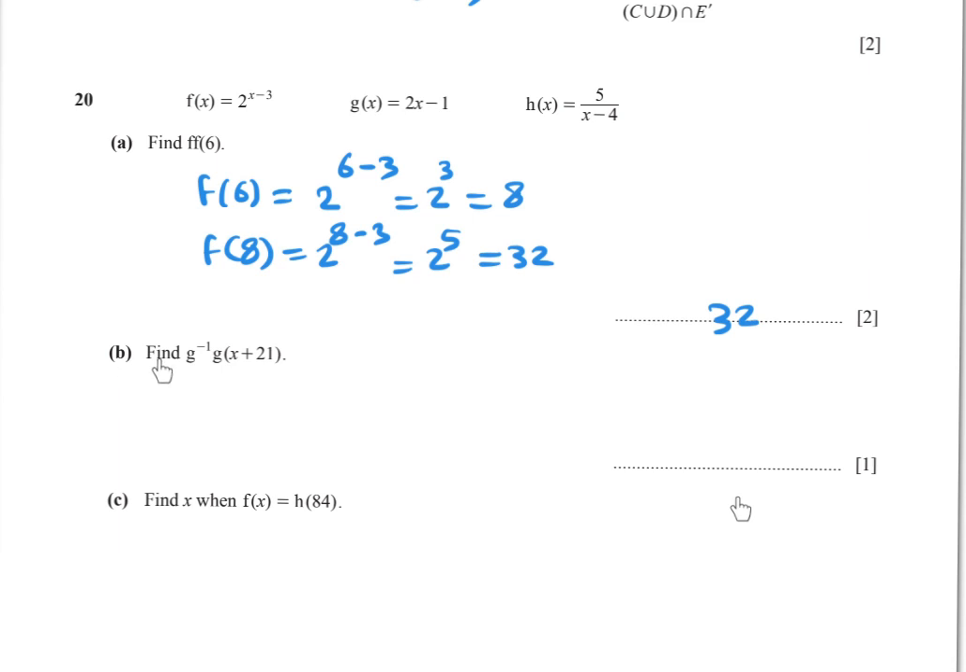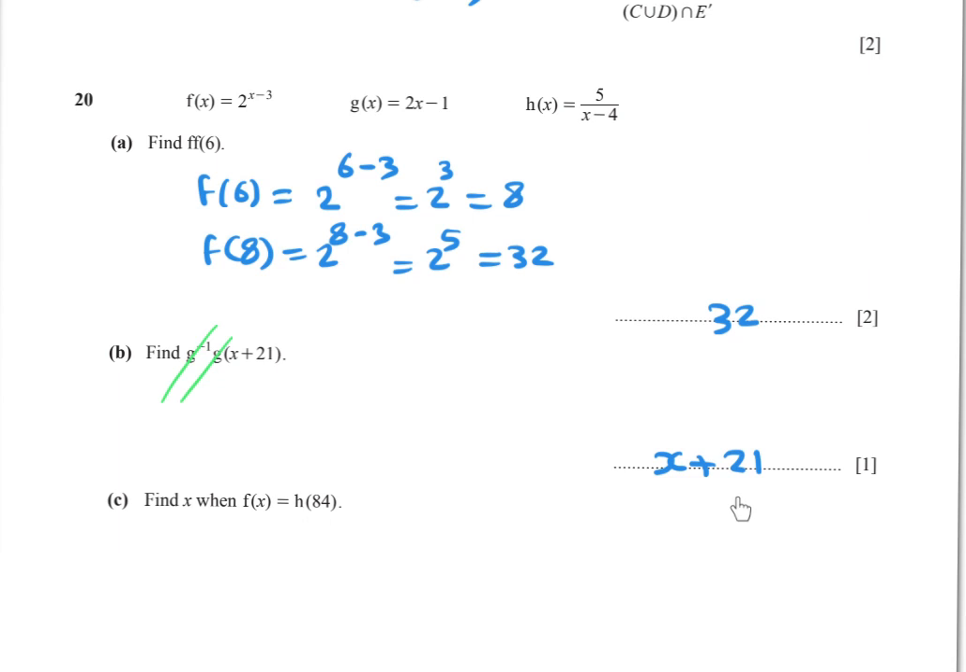B, find g negative 1 of g. G negative 1 and g, each one of them cancels the other, because the inverse and the function cancel each other. So the answer is x plus 1. Now C, find x when f(x) equal h(84).